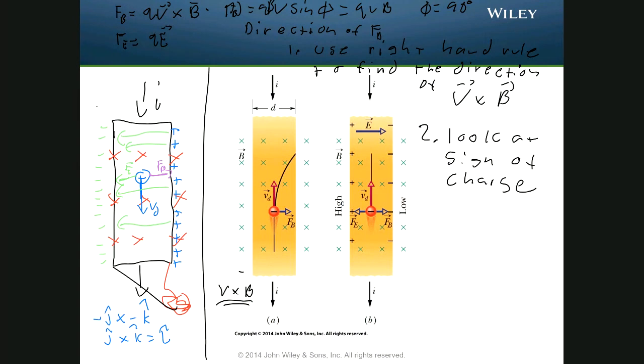And so what you can see in the next picture is that it's the electrons that build up on this side, and the positives build up on the other side to create the electric field that balances out FB. And I want you to notice something.